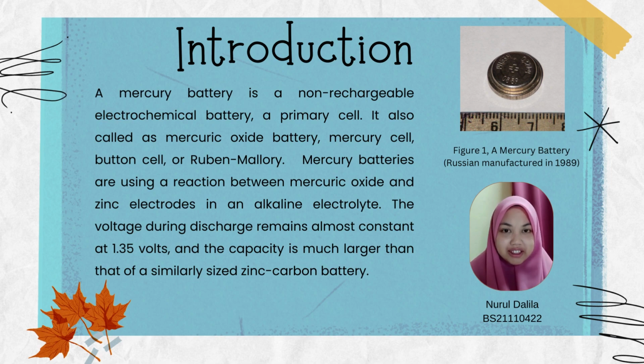A mercury battery is a non-rechargeable electrochemical battery, which is a primary cell. It is also called a mercury oxide battery, mercury cell, button cell, or Ruben-Mallory. Mercury batteries use a reaction between mercuric oxide and zinc electrodes in an alkaline electrolyte. The voltage during discharge remains almost constant at 1.35 volts, and the capacity is much larger than that of a similarly sized zinc carbon battery.